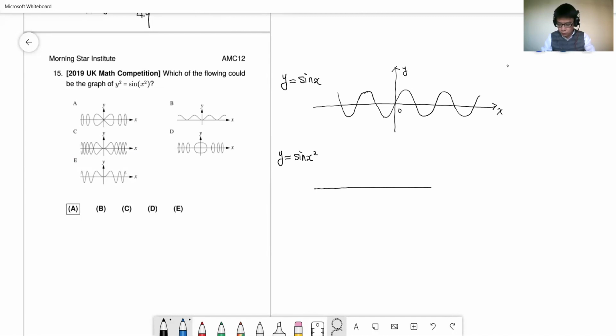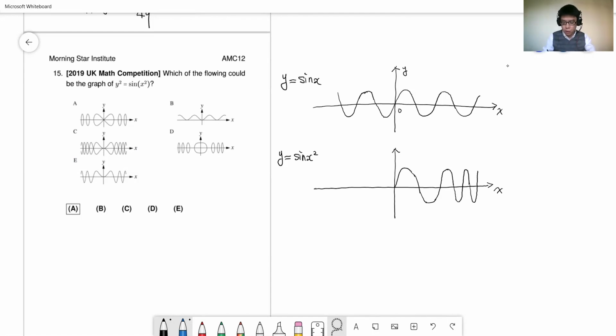Let's draw the picture. On the other hand, if x is large, x squared increases faster and faster. So it goes through 2 pi faster and faster. So something like this. If x is larger, x squared increases faster and faster. So the graph is something like this. It's more and more dense, okay?